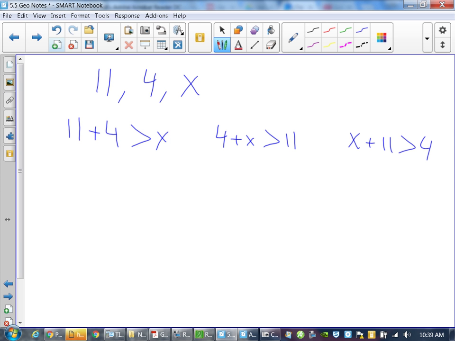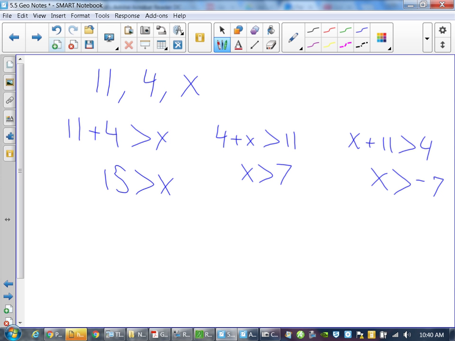Yes, ma'am? We don't need negative numbers. I see where you're seeing that right now. Can you have a negative side length? No. Now, here's what happens when I talk about the range here. What's 11 plus 4? 15. So if you read this backwards, x is smaller than 15, or 15 is bigger than x. Everybody okay with that? Here, I move it around and get x is bigger than 7, just by subtracting. Here, you have x has to be greater than negative 7. Can I have a segment length that's negative then? No.